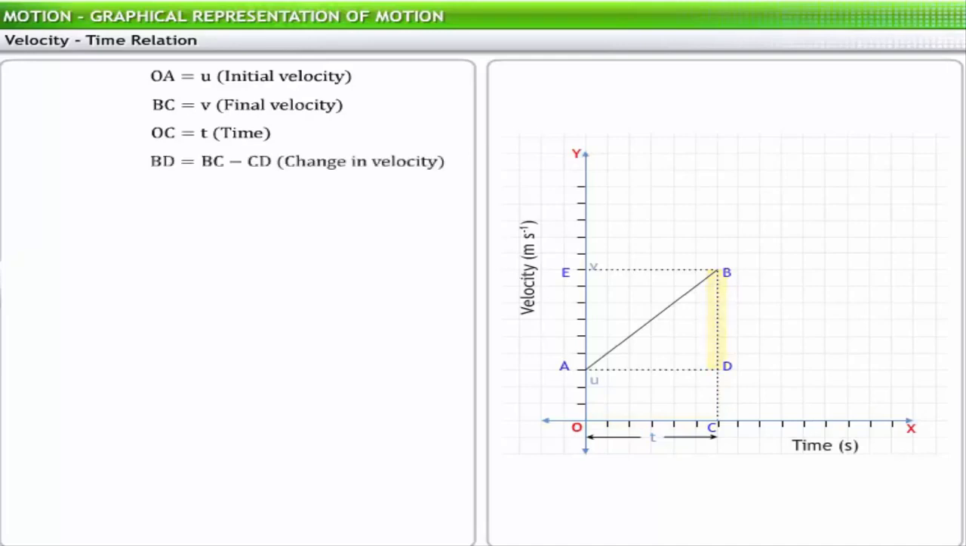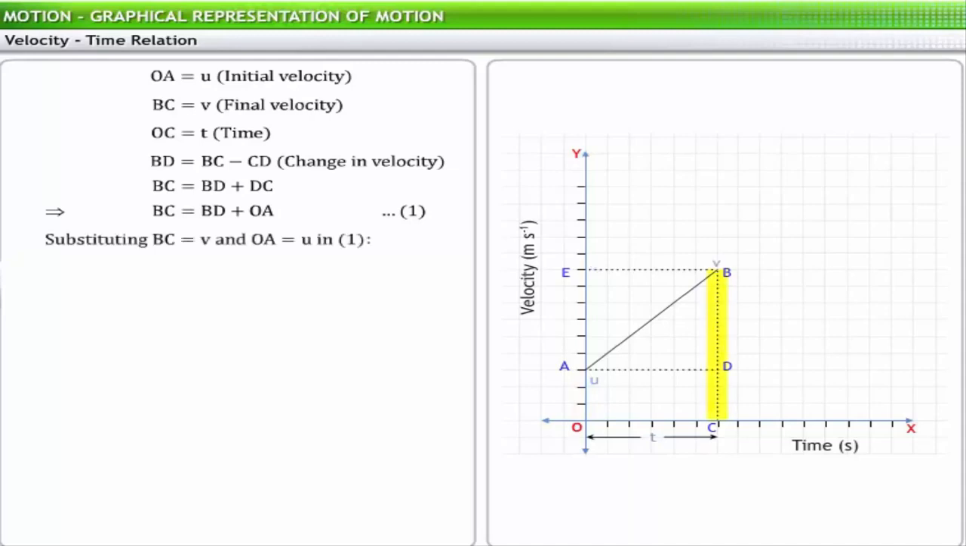And BD represents the change in velocity in time t. OADC being a rectangle, OC is equal to AD, and hence AD also represents the time t. BC is equal to BD plus DC, which is equal to BD plus OA. Let's call this equation 1.